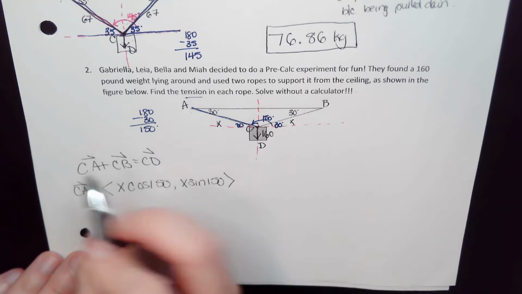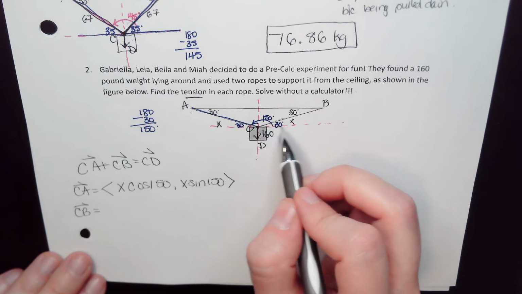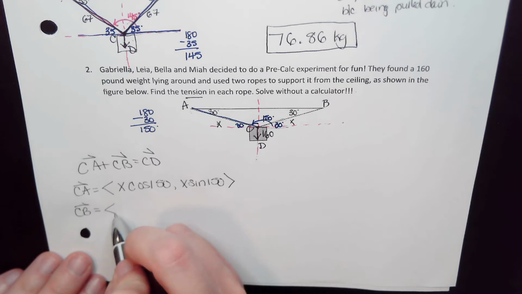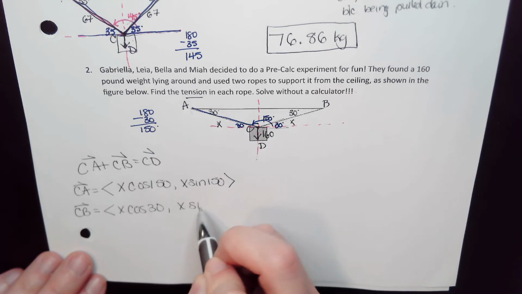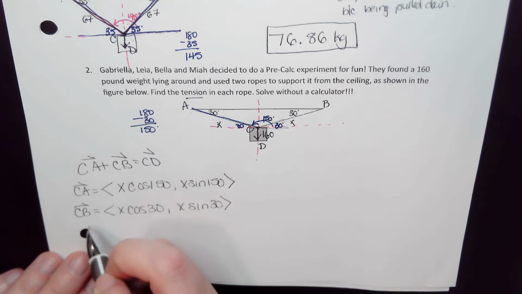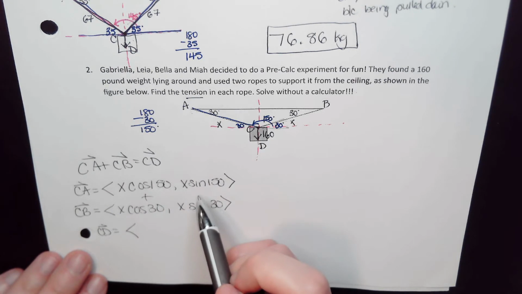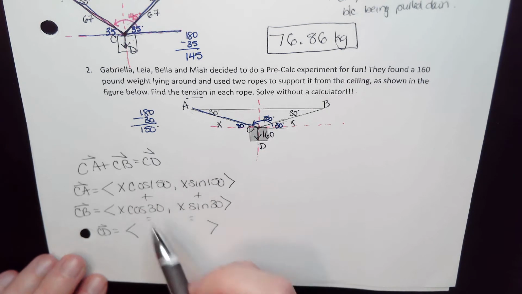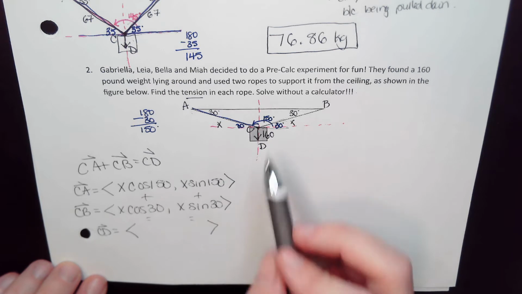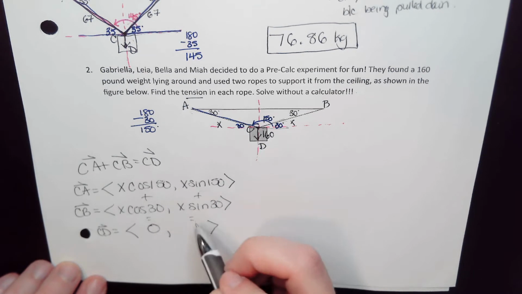For vector CB, this one makes an angle of 30 degrees with the positive x-axis, so this would be X cosine 30 and X sine of 30. And then vector CD, again, we're going to just add these together, and they need to equal this vector. But this vector here, we know is pulling straight down, so we know this has to be 0, and the vertical component is 160.